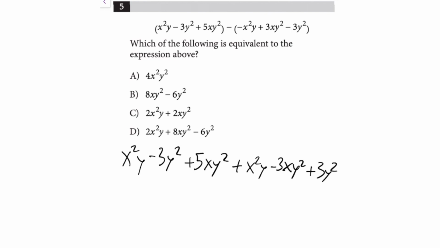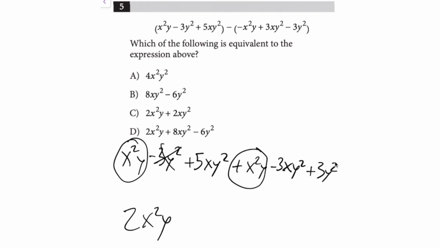Okay, well, I'm going to find my like terms. So I have an x squared y and an x squared y. So I have this and this, so that's 2x squared y. And then I have a negative 3y squared and a positive 3y squared. Those are going to cancel out. Then I have a 5xy squared and then a minus 3xy squared.